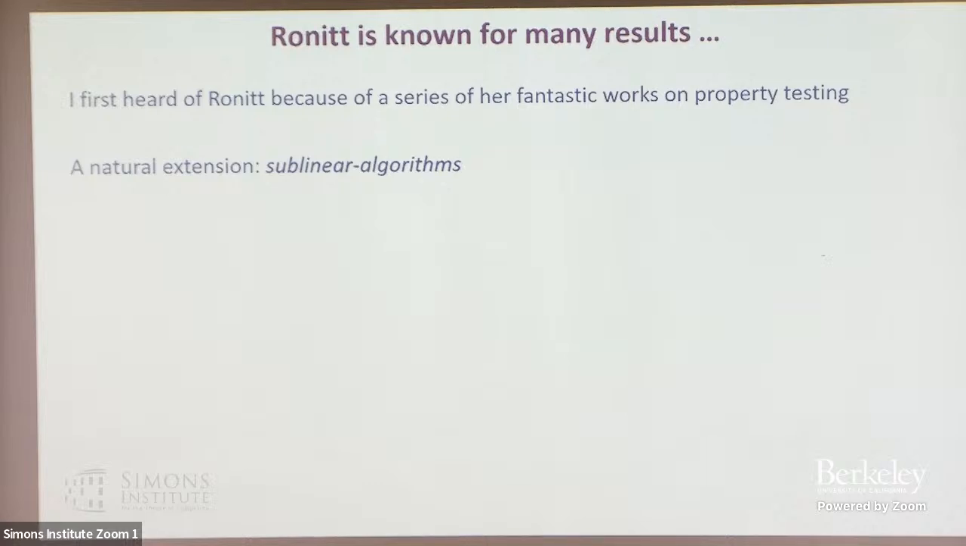In property testing, we would like to do something optimally in constant time, but can we actually get also some sublinear time or maybe constant time algorithms for natural combinatorial optimization problems?